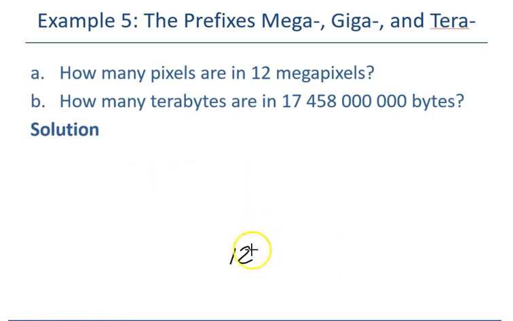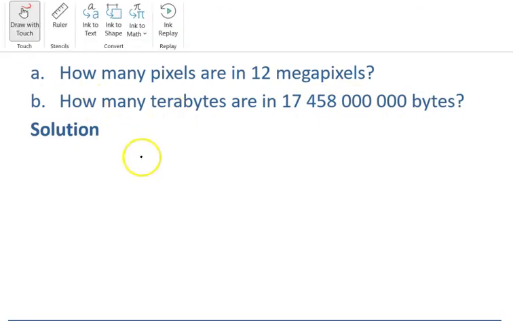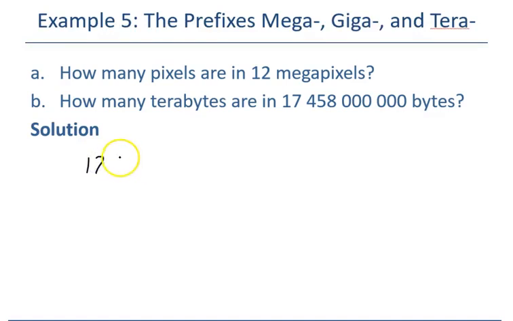Delete all that so that way we can do the next one here. So how many terabytes are there in 17,458,000,000 bytes? Okay, well, let's look at this guy very carefully. We've got 17,458,000,000 bytes. Okay, well, what we need to look at is, we know we're getting rid of the bytes, right?